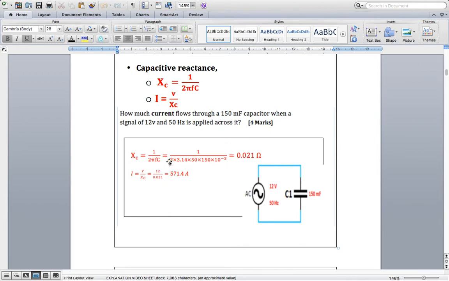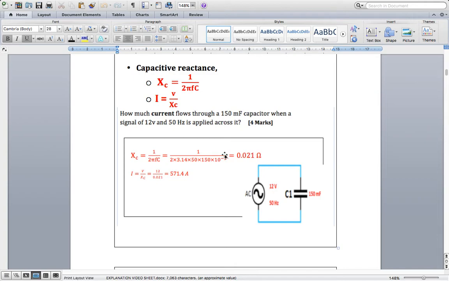Okay, and F is 50 hertz, so 50, and C is 150 millifarad, which is 150 into 10 raised to minus 3. So if you divide this, you will get the answer, 0.021 ohm. Since this is XC, I told you it's similar to resistance, its unit will be ohm, like resistance. Now Ohm's law is I equal to V by XC. V is 12, which is given in the question, and XC, now you got a value, divide and you will get the answer, and the unit of that current is ampere.